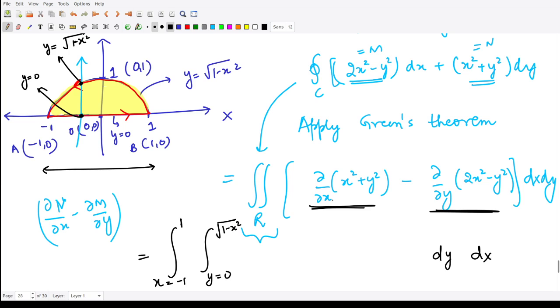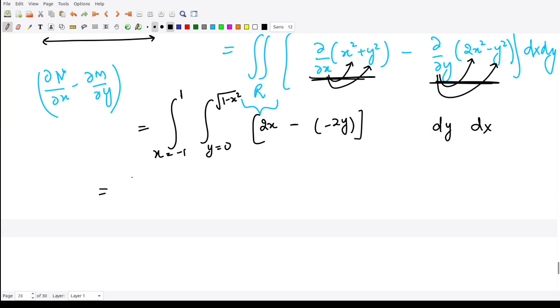So when you take the partial differentiation with respect to x of this function, you obtain 2x. Of this function, you obtain 0. So you have 2x only. Minus, when you take partial differentiation of this with respect to y, you have minus 2y. So this is what you have.